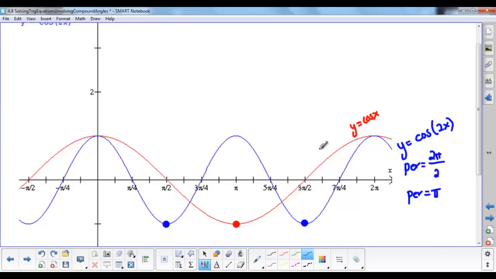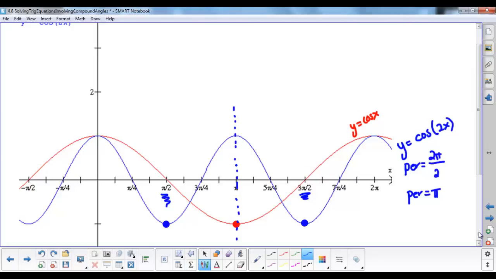The period has gone from 2 pi to now pi. Between 0 and pi, we see that the cos graph hits -1 at one spot, at pi by 2, which is what we found on the other page. But remember, we need to solve between 0 and 2 pi. So essentially, cos 2x has 2 cycles between 0 and 2 pi. So that's why we have that second angle, or that second value, where cos hits -1.